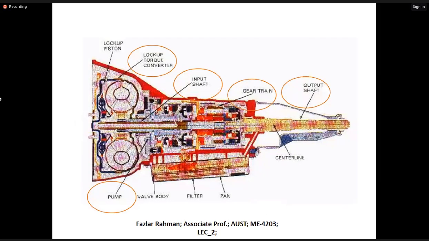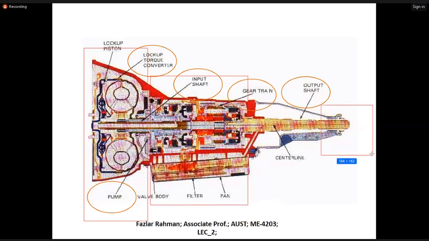So this is a figure I downloaded from Google. You see, this portion is a torque converter. That's a schematic view. And this is the gearbox, and this is your output shaft. So what happened over here? There's no counter shaft in that case, right? No secondary shaft.